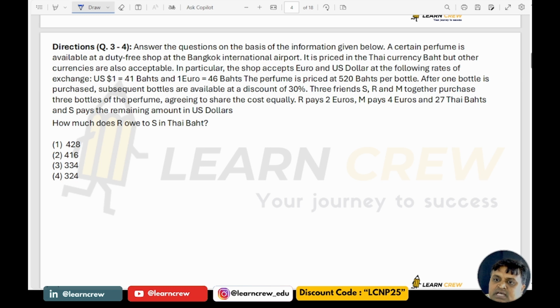Three friends S, R and M together purchase 3 bottles of perfume, agreeing to share the cost equally. R pays 2 euros, M pays 4 euros and 27 Thai baht, and S pays the remaining amount in US dollars. How much does R owe to S in Thai baht? So please see here what is given. The price of first bottle.